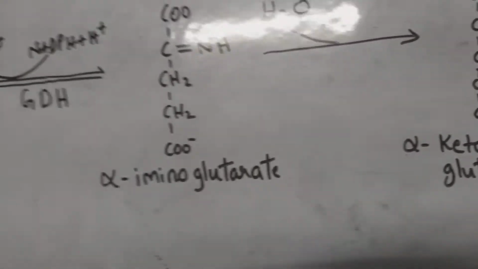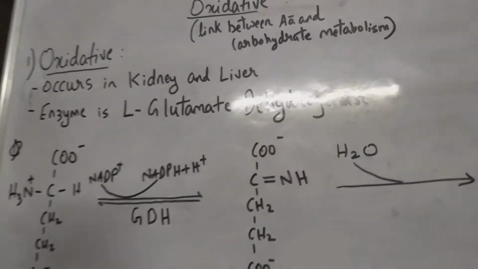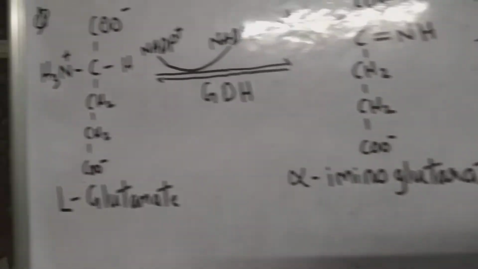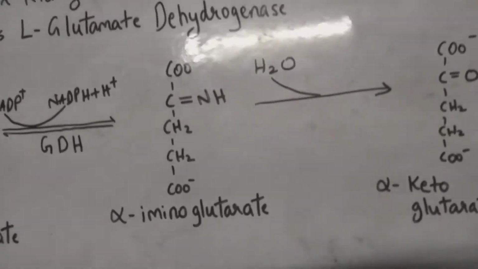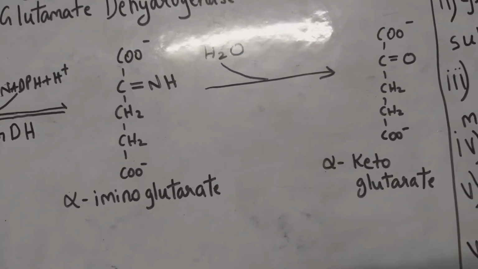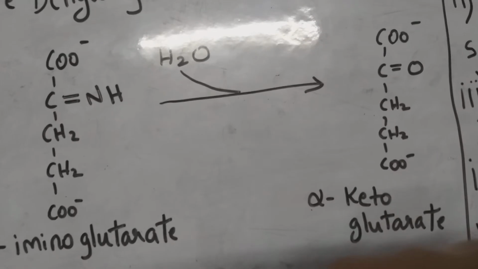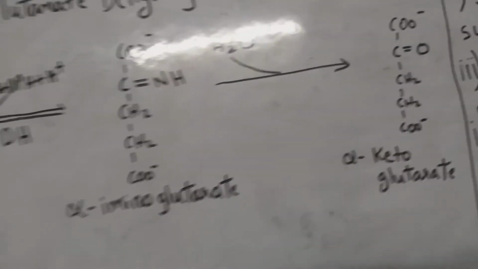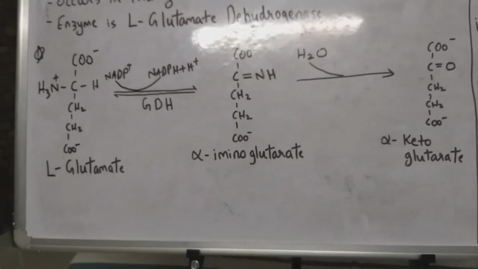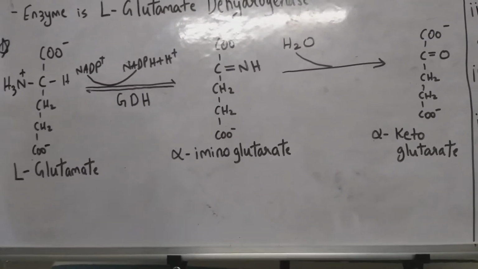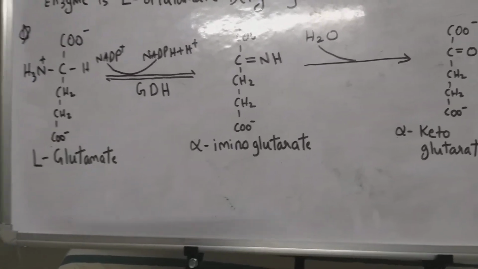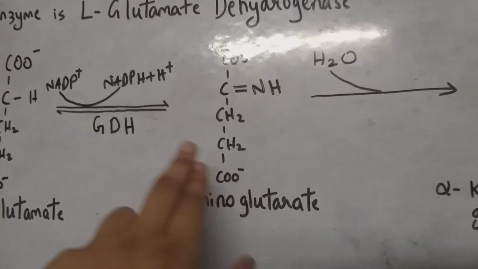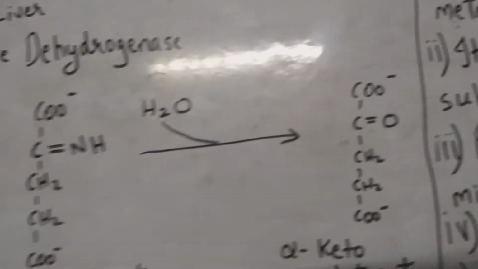From excess amino acids, transamination happens and you get glutamate. Then glutamate undergoes oxidative deamination and produces alpha ketoglutarate, which is a very important intermediate of carbohydrate metabolism, the Krebs cycle. So this whole reaction is a link between amino acid metabolism and carbohydrate metabolism. Now let's study some basic features of this enzyme, glutamate dehydrogenase.